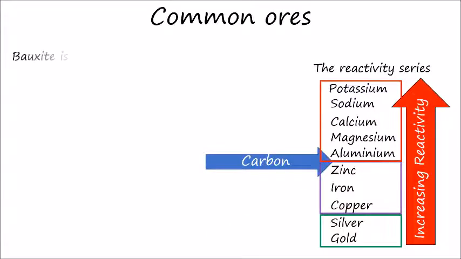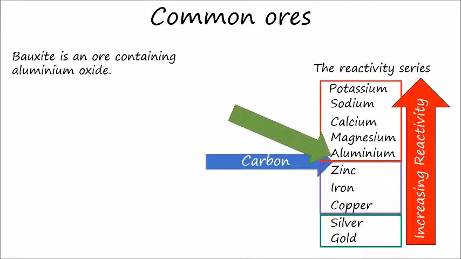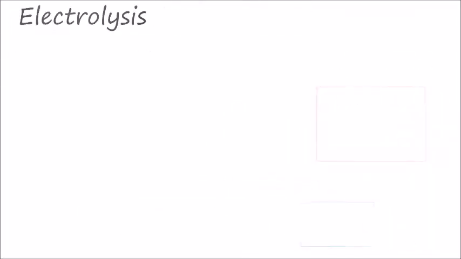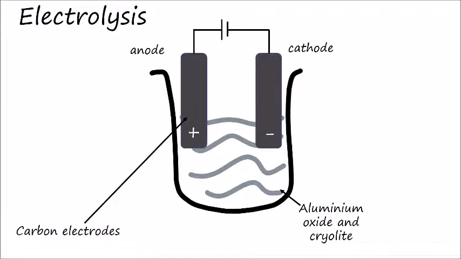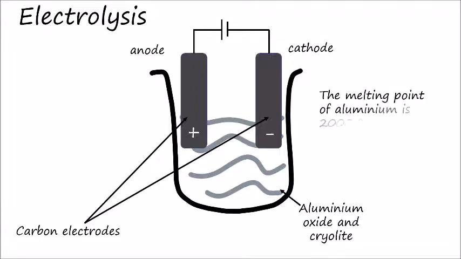Bauxite is an ore containing aluminium oxide. Aluminium is more reactive than carbon and is therefore above carbon in the reactivity series, so it cannot be extracted from its compound by heating with carbon. Instead, it is extracted by electrolysis. Electrolysis uses electricity to split the compound. You will need to watch our earlier video on electrolysis for more information about the process. But you do need to know in this section that the electrolyte used is aluminium oxide and cryolite. The reason that cryolite is mixed with the aluminium oxide is to reduce the melting point of aluminium oxide and therefore reduce the cost of the process.